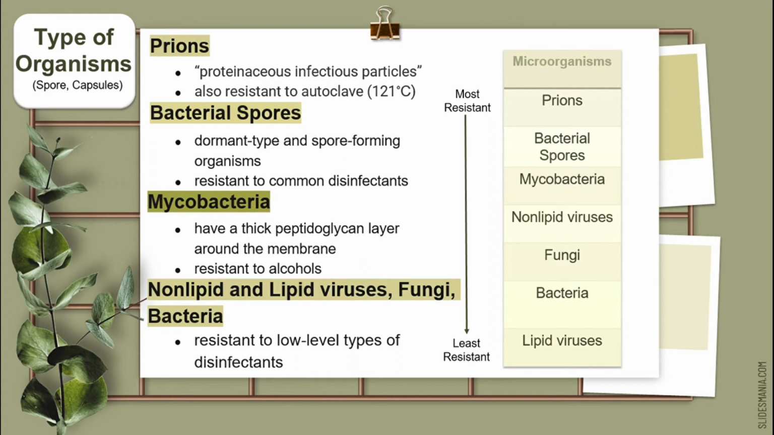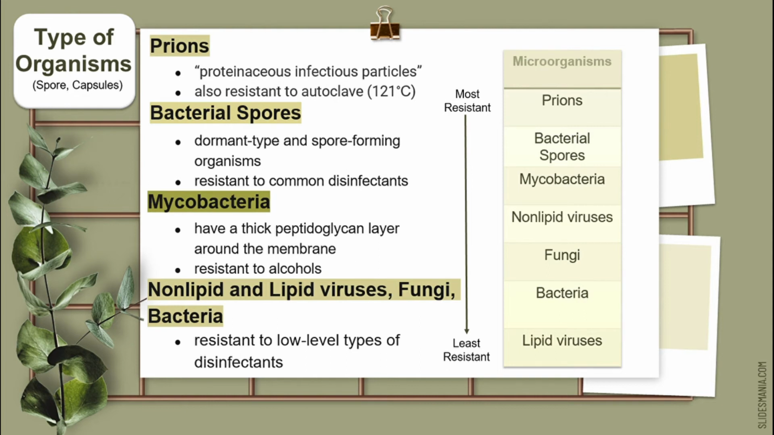The table on the right shows the rank of organisms that are resistant to most disinfectants, with the prions as the most resistant of them all. Prions are infectious proteinaceous agents that are formed due to the abnormal folding of the proteins in the brain. They can also resist the regular heating temperature of the autoclave, which is at 121 degrees Celsius.